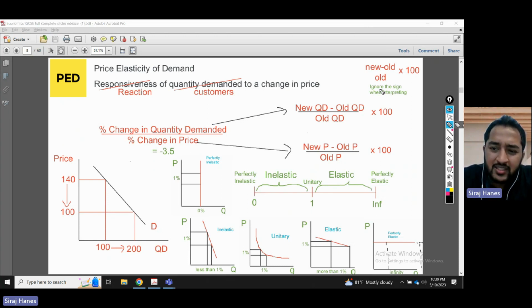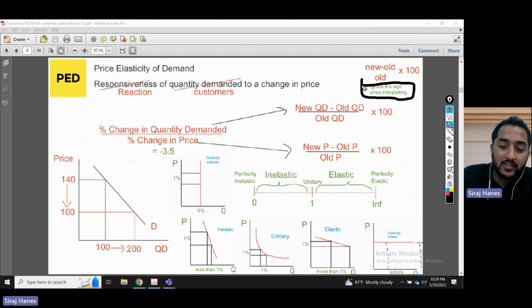But for the moment, guys, let's ignore the sign, the minus sign, when we're interpreting it. When you write your answer, you always write the minus sign or you lose your marks. But when you're interpreting it, just ignore the sign in your head. Just try to figure out what it is, okay?